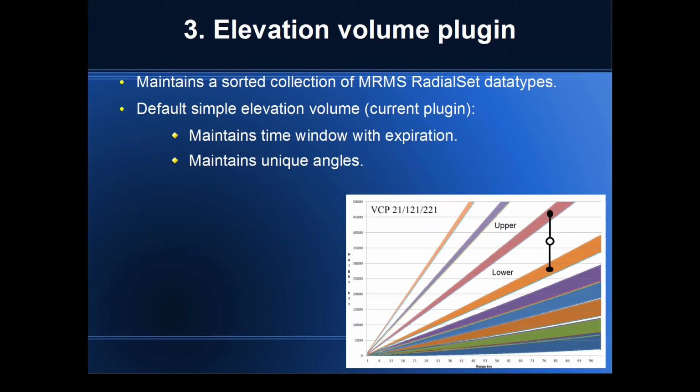Data is required to not conflict in time and space, so data should age out, and it should also not physically conflict in space with other angles. Priority should also be on newer data over older data. The default simplest elevation volume just maintains the time window and the angles.